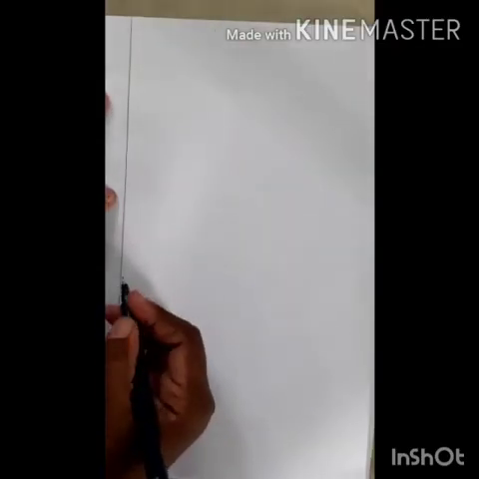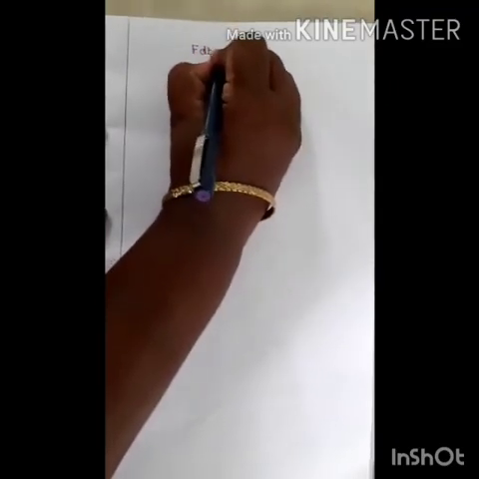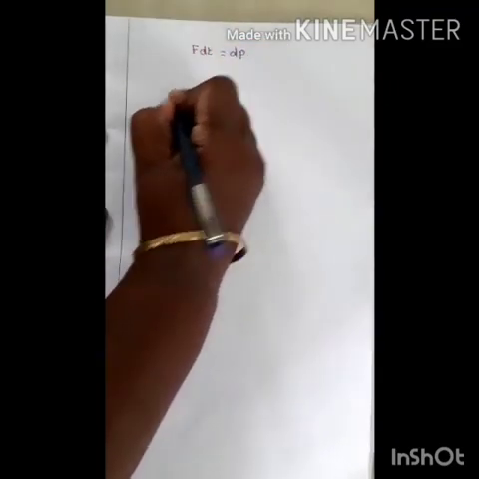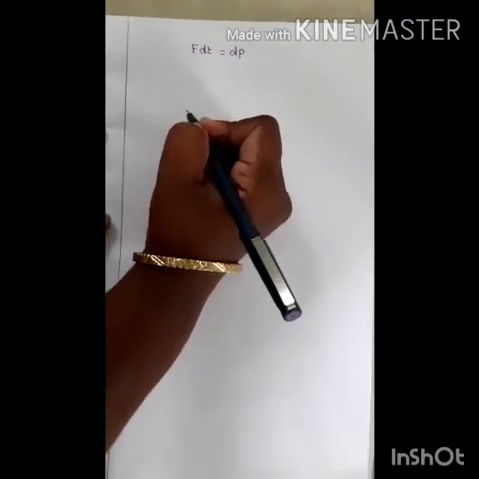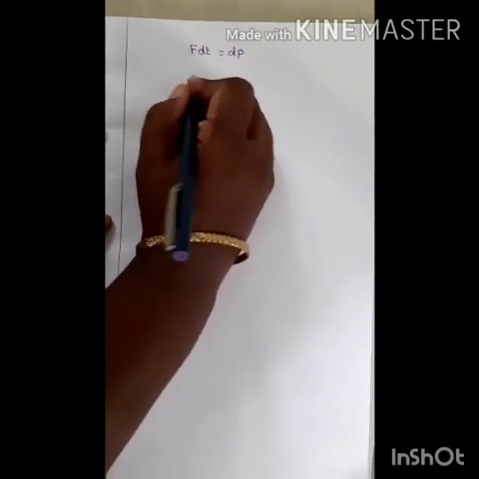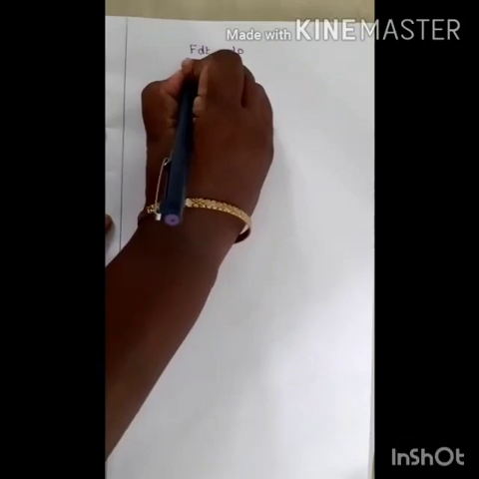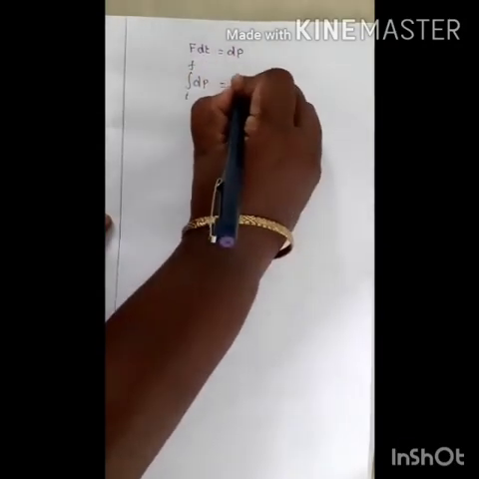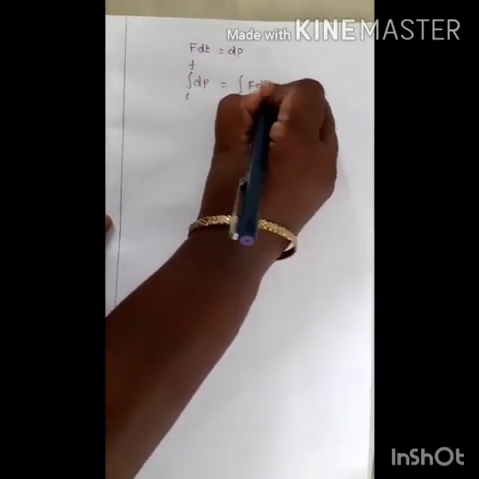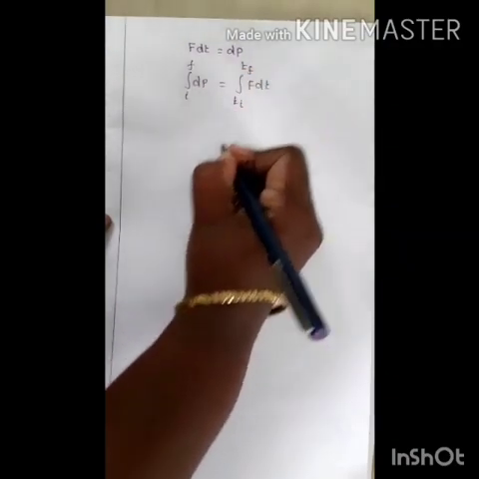According to Newton's second law of motion, a force F acts on an object in a very short interval of time dt. Therefore, we write the equation F dt is equal to dp. Integrating this equation, with initial time t_i and final time t_f, the integral of dp from initial i to final f is equal to the integral of F dt from t_i to t_f.